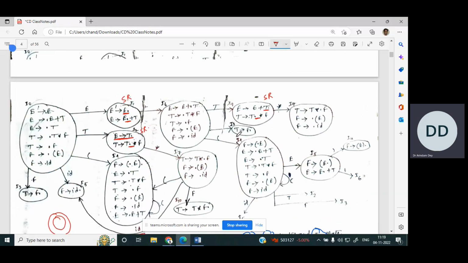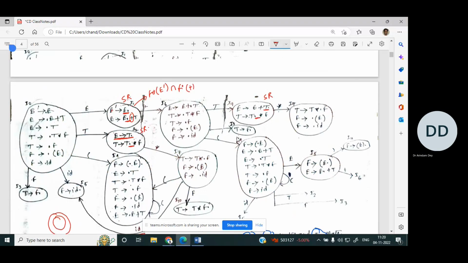Now, you know that if SR conflicts are there, what do we have to perform? For this case, we have to perform the follow of E dash, intersection, first of the operator after the dot. What is the operator? Plus. First of plus. If I find out it is 5, then I have to take a decision. But no, I cannot take a decision yet, because I have to check this state and this state also to take a final call.